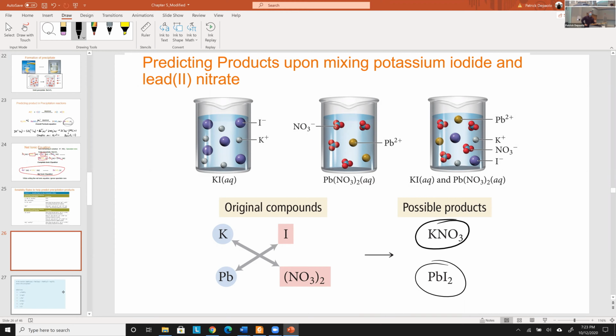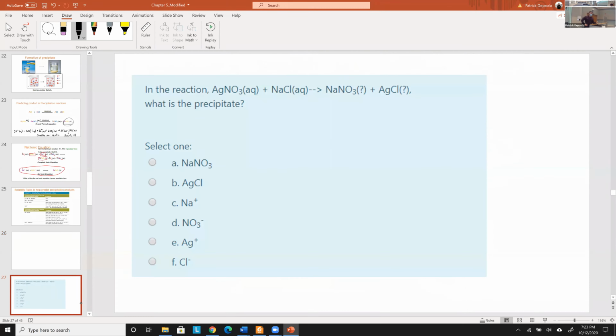So lead, mercury, and silver are like the red flags. Okay, so here's a question from the homework. In the reaction AgNO3 plus NaCl, both of those are soluble, of course. Which one is the precipitate, 1 or 2? 2, good. And that 2 is AgCl, right?